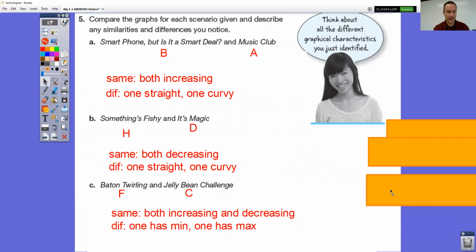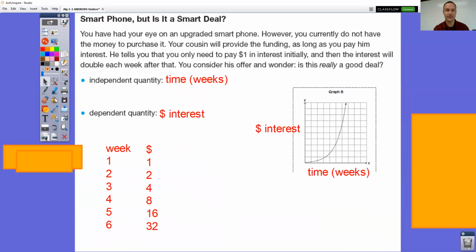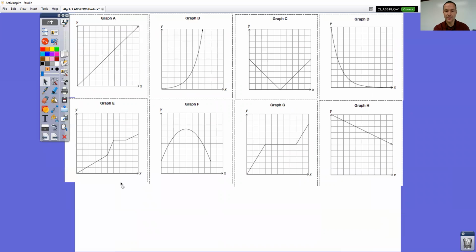And the last one, F and C. Let's take a look at F and C. So with F and C, they're both going both up and down. So they're both increasing and decreasing. One of the differences is F is curved, where C is linear. Another big difference is that F goes up and then down. So it increases and then decreases, where C decreases and then increases.